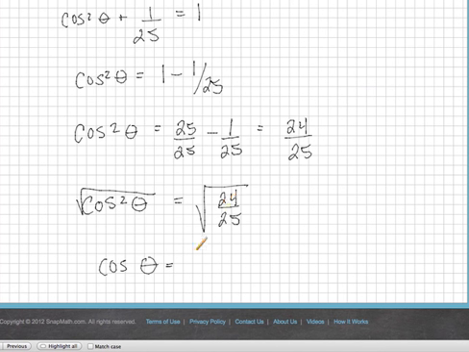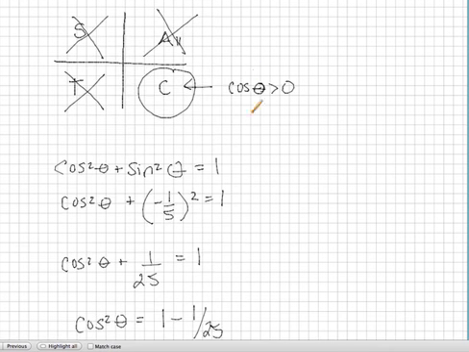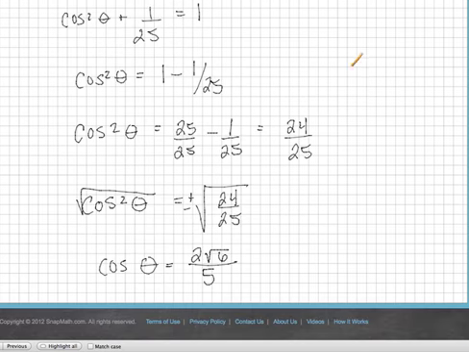The square root of 24, if you simplify that, you end up with 2 times the square root of 6. And of course the square root of 25 is just 5 on the bottom. Now notice this could have been plus or minus over here, but we already knew that cosine theta was greater than 0, so we just chose the plus automatically. So this is your final answer for the problem.